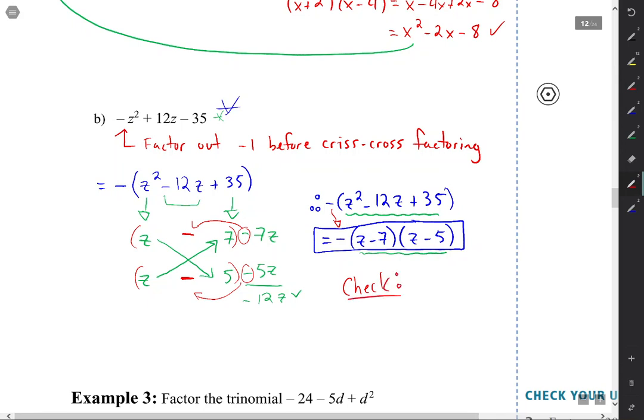by foiling. So let's ignore the negative sign out front here, and let's start by foiling these two binomials. The negative sign we're just going to have chilling out front, and when we foil those two binomials, we'll have z squared, that's the first terms, then the outside would give us negative 5z, the inside gives us negative 7z, and the last terms, negative 7 times negative 5 is plus 35. And if we were to simplify that a bit, we would get z squared minus 12z plus 35.